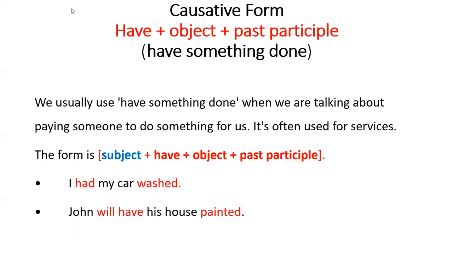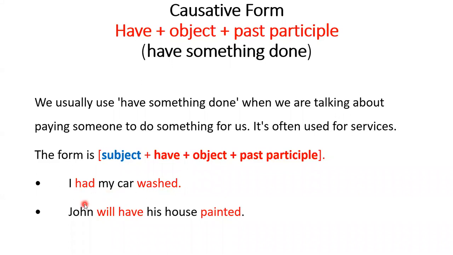Let me get my magic wand so we can go over the sentence. I had my car washed. I is the subject, but I did not do the washing. I actually paid someone or asked someone to clean my car for me. So I is the cause. Had is verb have. My car is the object, and washed is the past participle.